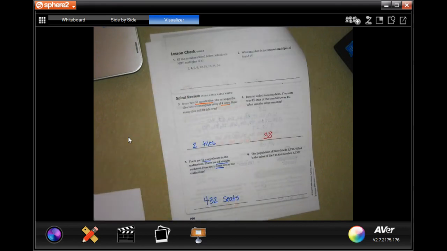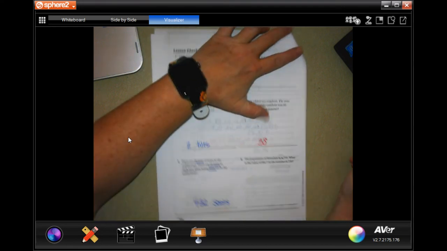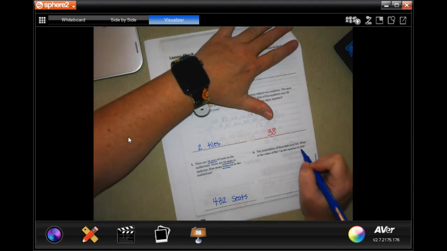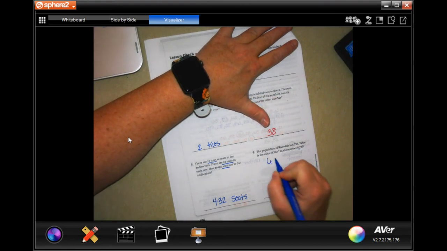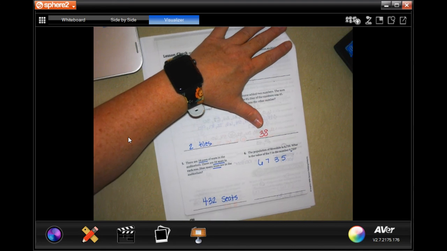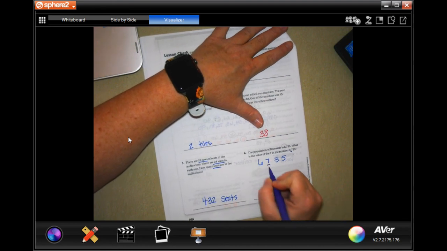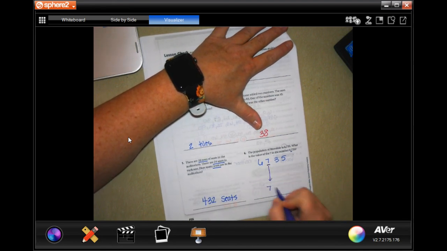Okay, the population of Riverdale is 6,735. What is the value of the 7? Well, the 7. So 6,735. And we love these because what's the value of the 7 means that the 7 drops down and everything after it becomes a 0.